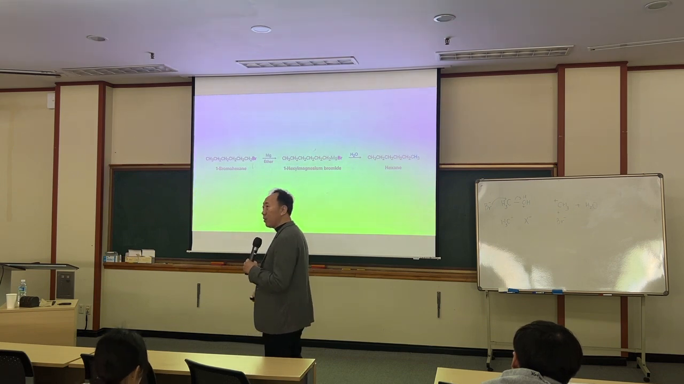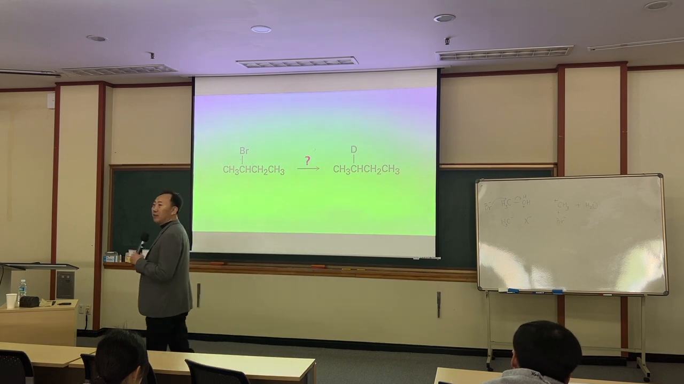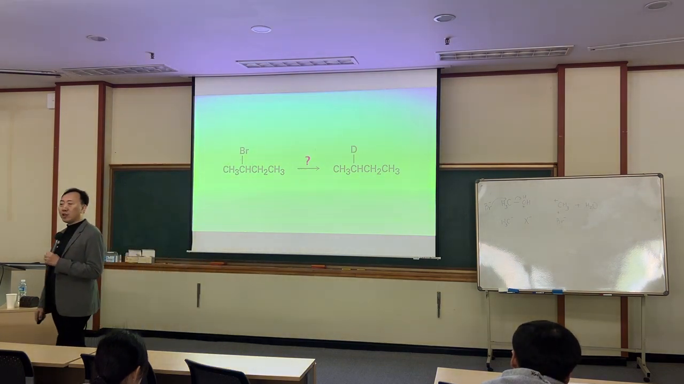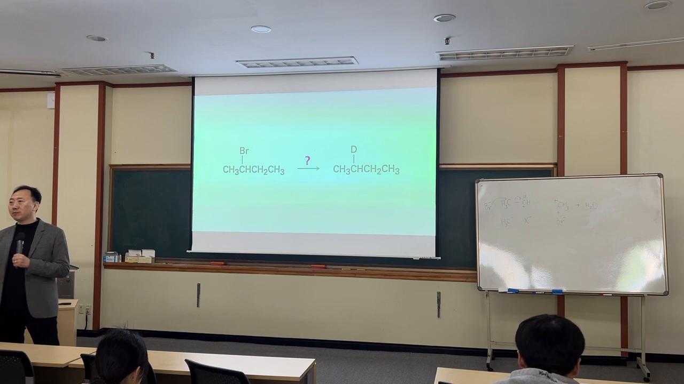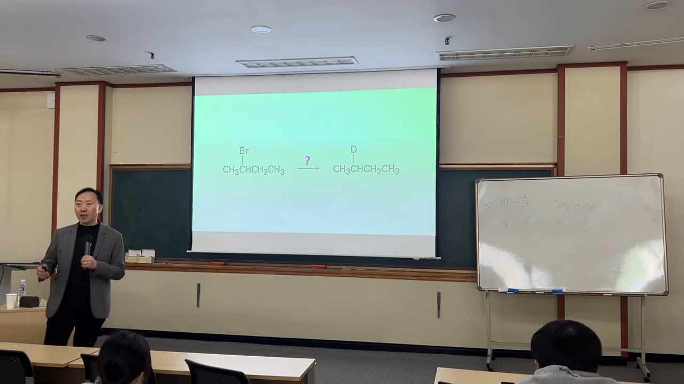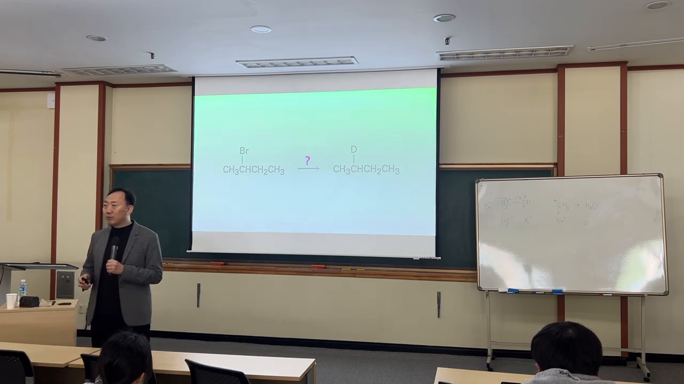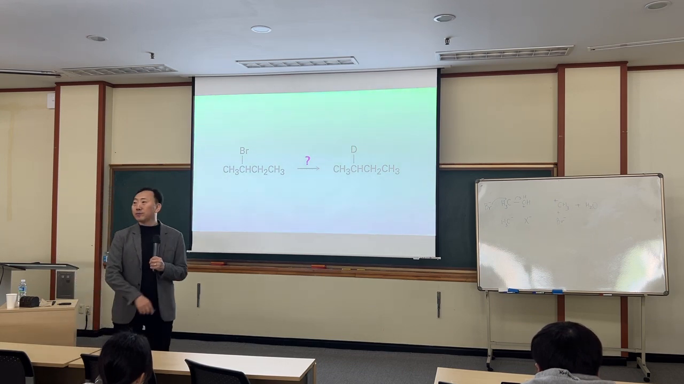But sometimes it can be a useful reagent like this. If the goal is we wanted to exchange that bromide with the deuterium, isotope of hydrogen, then this reaction can be very useful. How can you do it?